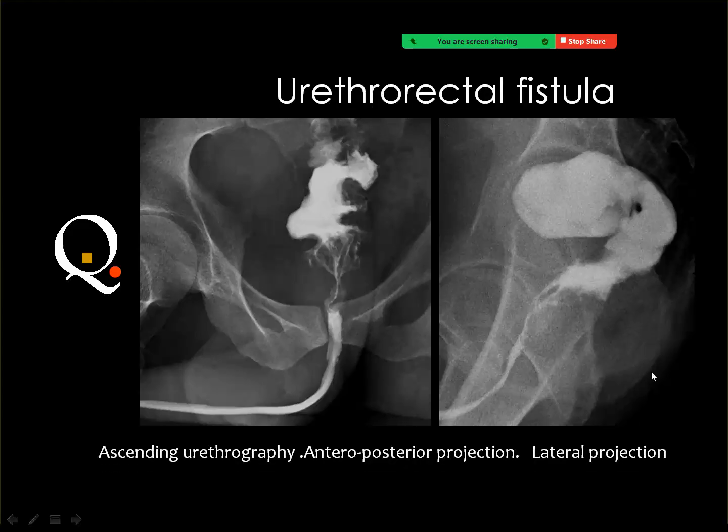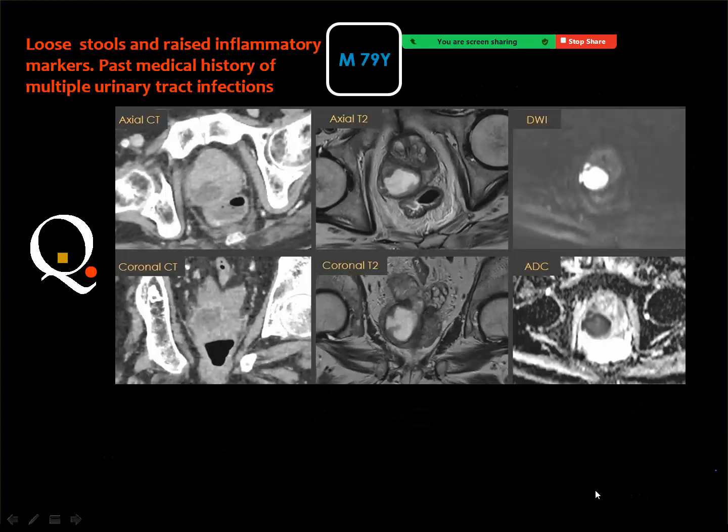a urethrorectal fistula. And whatever the cause of this fistula, if it is secondary to instrumentation or some sort of surgery or endoscopy or direct trauma, the diagnosis in such cases is the presence of free communication between the urethra and rectum, which is diagnostic of urethrorectal fistula.